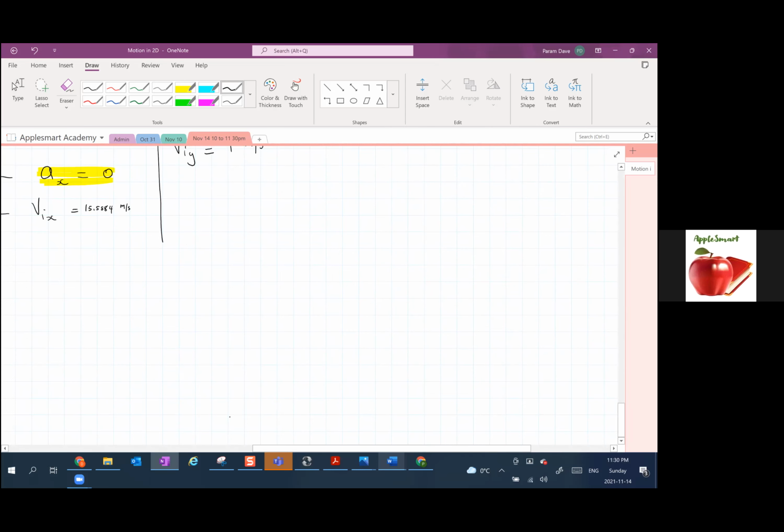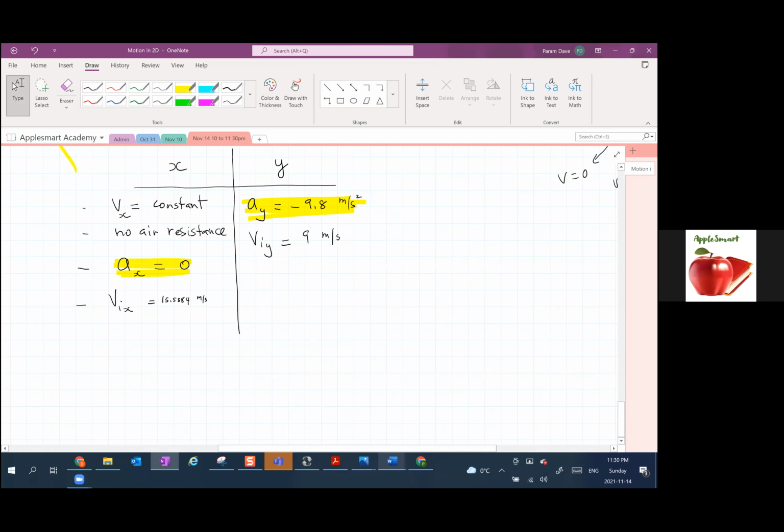And so we cannot say Tx and Ty. Besides, time is a scalar value, so it doesn't have components. So time is equal for both x and y. We're going to stop right here. We're going to continue from this point onwards next time we meet.